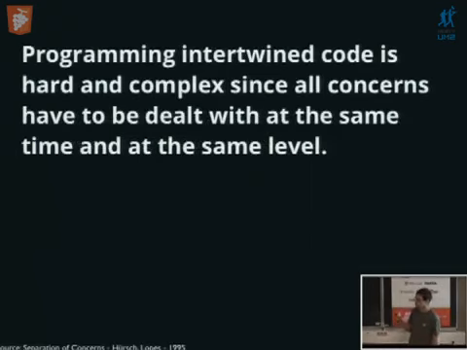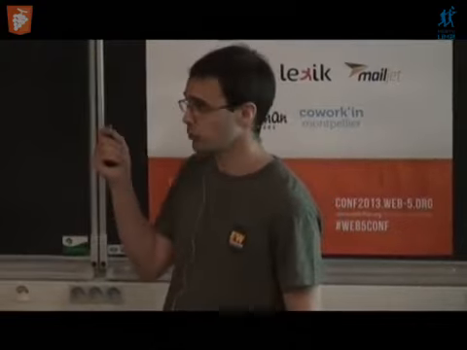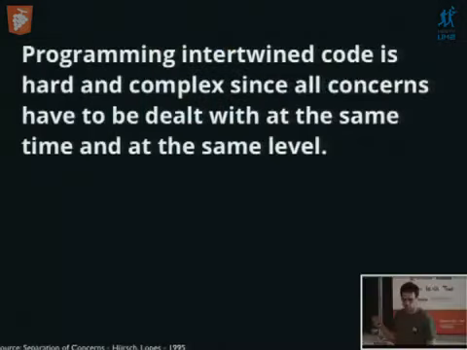The first one. Programming intertwined code is hard and complex, since all concerns have to be dealt with at the same time and at the same level. So basically this means that if you're working on code like what I showed before, you not only have to worry about getting the secret, you have other things to worry about as well. And although the example I just showed is relatively simple, there are cases where this can be much harder.